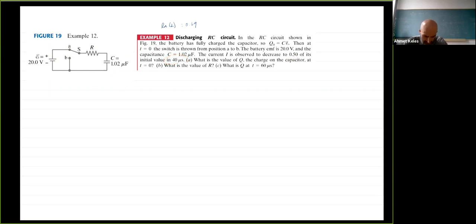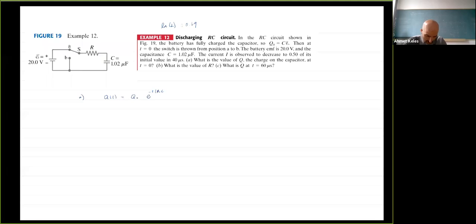And the question is, A, what is the value of Q, the charge on the capacitor at T equal to 0, B, what is the value of R, and C, what is Q at T equal to 60 microseconds. We said Q of T is equal to Q0 e to the minus T over RC.